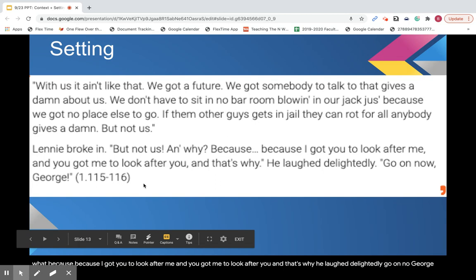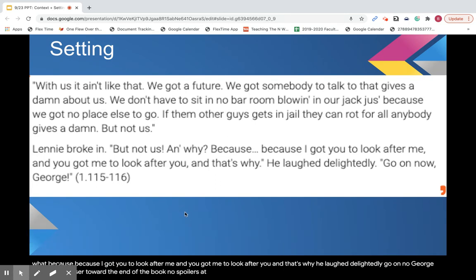This is from closer toward the end of the book. No spoilers at this point.